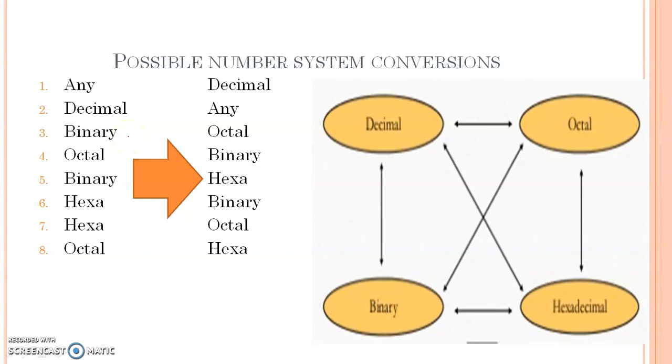The next category deals with the conversions between binary and other number systems. That is, how you will convert a binary number to octal, octal to binary, binary to hexa, and hexa to binary. And the last category deals with conversions between the hexadecimal and octal number systems, hexa to octal and octal to hexa. So first we will discuss how a number in any number system is converted into the decimal number system.